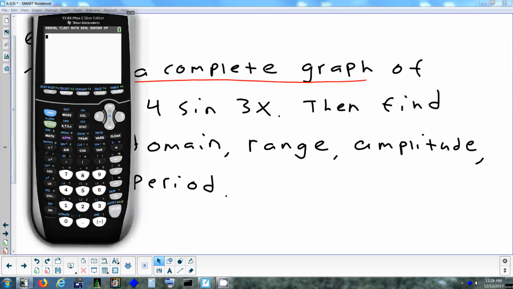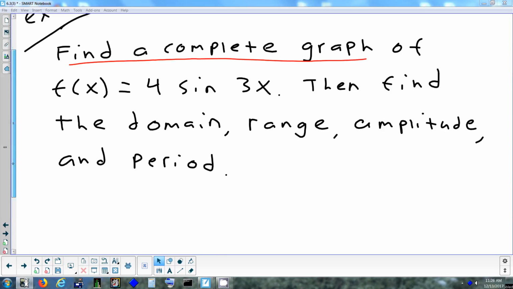Okay, so let's graph it. So we got 4 sine 3x. If they don't specify how many periods, how many cycles they want to see on the screen, zoom 7 is a good place to start. Sometimes it's going to go off the screen. I think this one just barely stays on the screen. It doesn't go any higher, but if that number in front was a 5, then we'd have to adjust our window a little bit.